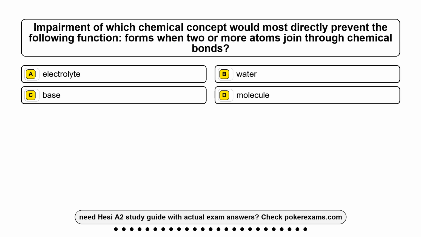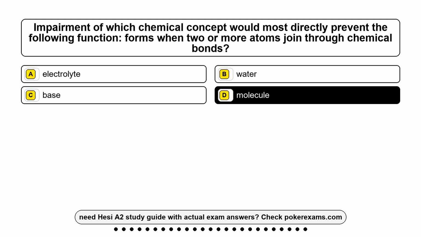Question 22. Impairment of which chemical concept would most directly prevent the following function: forms when two or more atoms join through chemical bonds? Option A, electrolyte. Option B, water. Option C, base. Option D, a molecule. The correct answer is option D, molecule.